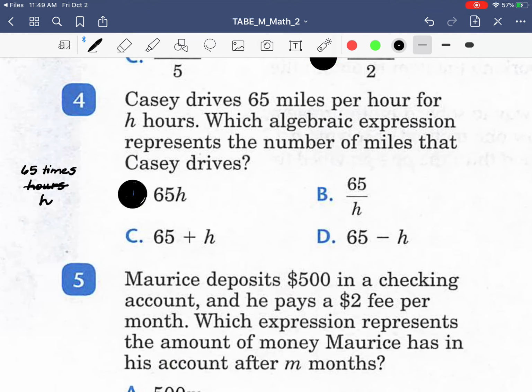You could cross out the other options because B is division. We don't want to divide, we want to times. C, we don't want to add, we want to times. And D, we don't want to subtract.